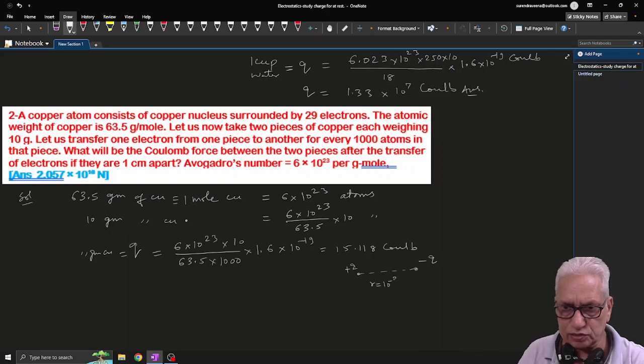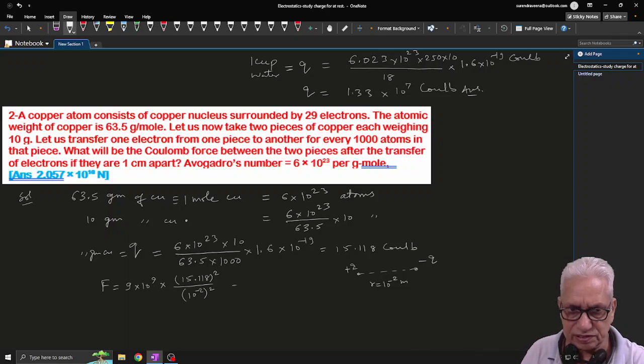If we convert into meter, then the force between the two charges is given by K Q1 Q2 upon R square. K is the proportionality constant, and Q1 Q2 becomes Q square, that is, 15.118 squared, and the distance is 10 to the minus 2, squared. If we solve, we get the force between the two charges, which is an attraction force because of opposite polarity. So that comes to this many Newton. This is the answer.